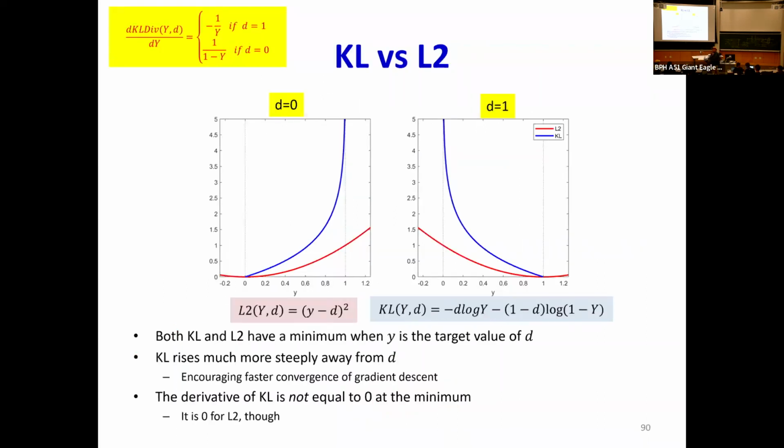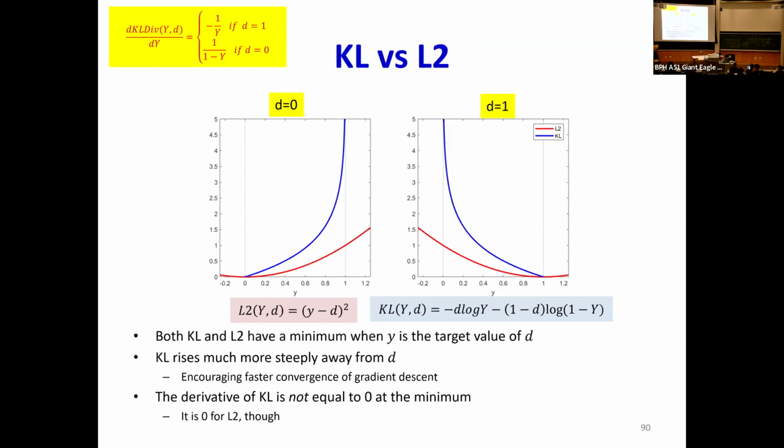So here's the thing. Why aren't we using the L2 divergence? Over here too, d and y are both numbers, right? I could be using the L2 divergence. If I plot it, here's what happens. The Kullback-Leibler divergence is the blue curve. The L2 divergence is the red curve. The first case is when the desired output is 0. The second case is when the desired output is 1. You find that both divergences are minimum when the network output is the same as the desired output, right?